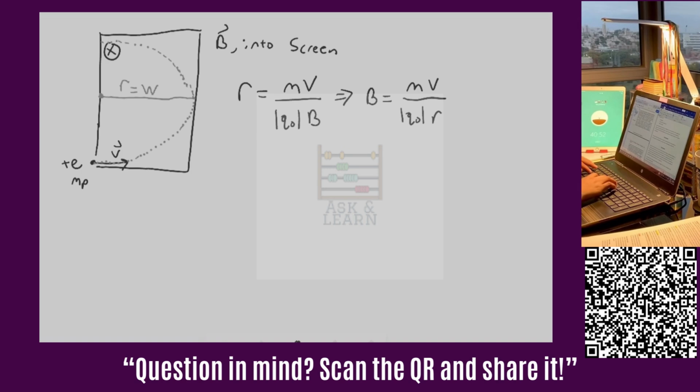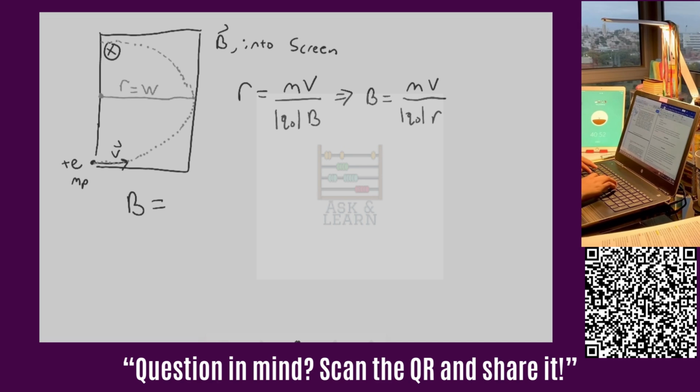So we know what the radius of the path must be because it must be the width of the mass spectrometer in this case. And everything else is given to us. We know the speed that the proton enters the mass spectrometer, and we know the charge and mass of this particle because it is a proton. Okay, so let's just plug in everything we know and get the answer.